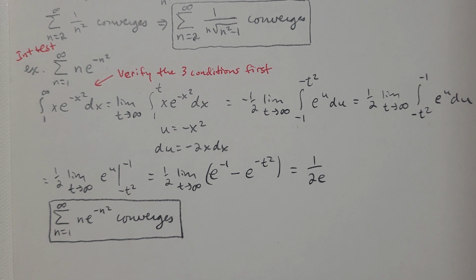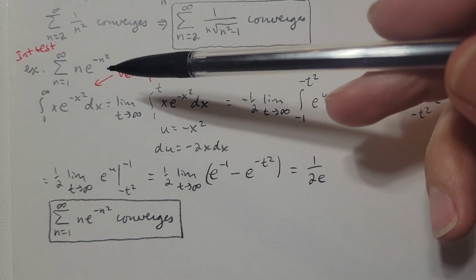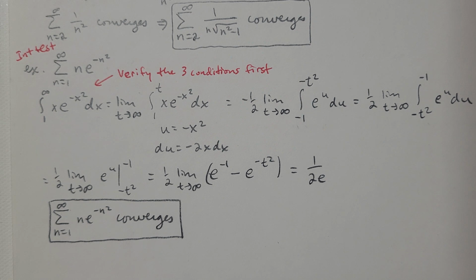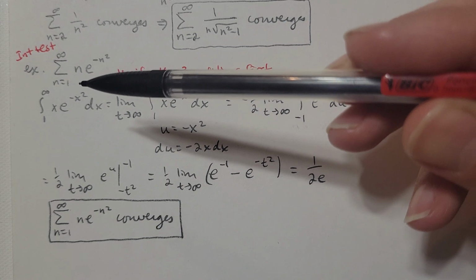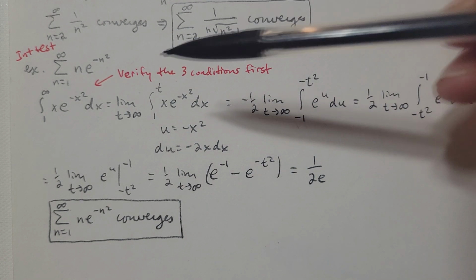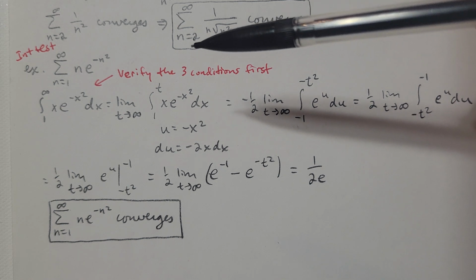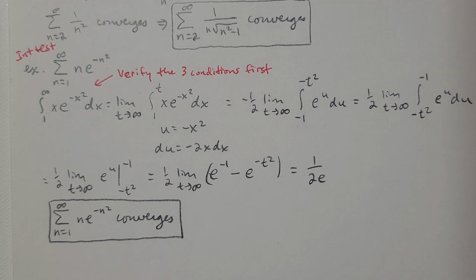The first thing is that n times e to the negative n squared has to be positive. Well, n is positive everywhere, right? So n times e to the negative n squared is also going to be positive. And it needs to be continuous on the interval 1 to infinity. Well, n divided by e to the n squared is going to be continuous everywhere, right? There are no numbers that would create 0 in the denominator. So then the only other thing I'm checking for is that the terms decrease.